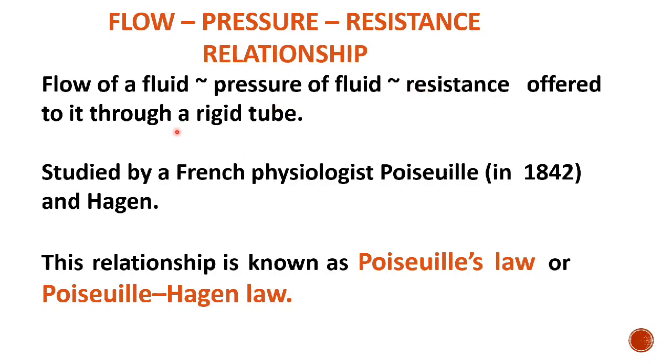The relationship between the flow of fluid with the pressure of the fluid and the resistance offered to the flow of fluid while it is flowing through a rigid tube was studied by a French physiologist named Poiseuille in 1842 and also his co-worker Hagen. This relationship is known as Poiseuille's law or Poiseuille-Hagen law. These two persons studied the relationship between the flow of a fluid with the pressure of the fluid and the resistance offered when it is flowing through a rigid tube.